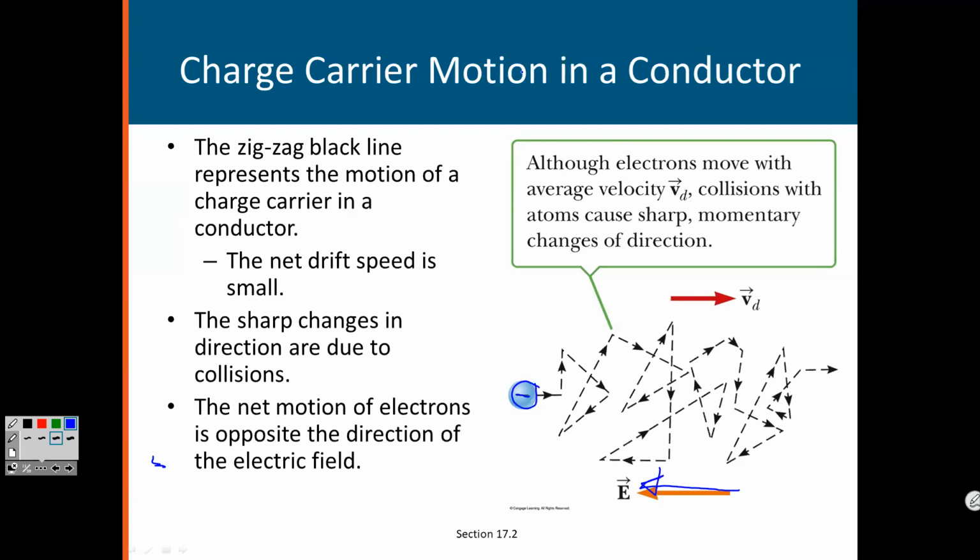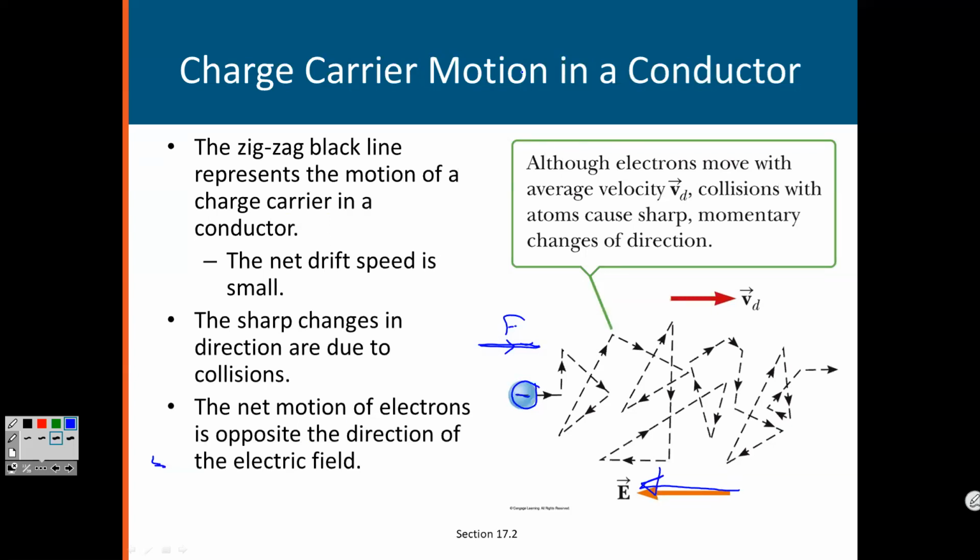But the moment you apply an electric field, say to the left, the electron will feel a force to the right, because the electron is a negative charge. So the force on the electron will be to the right. Although it still seems like the electrons are randomly moving, on average there is a motion to the right.